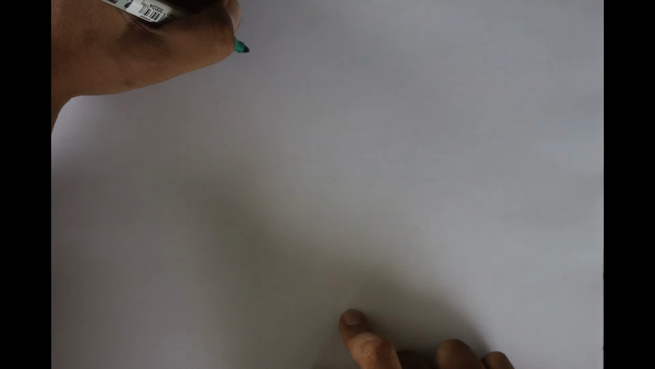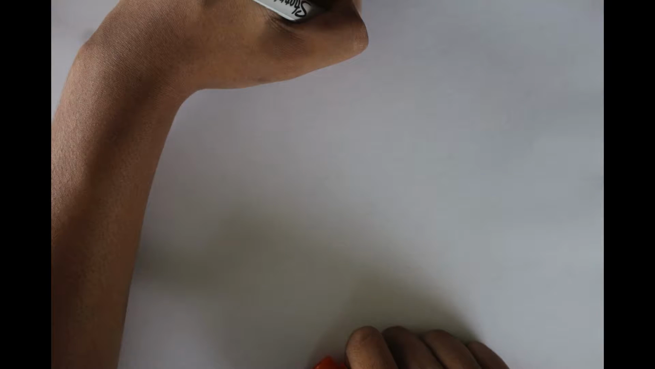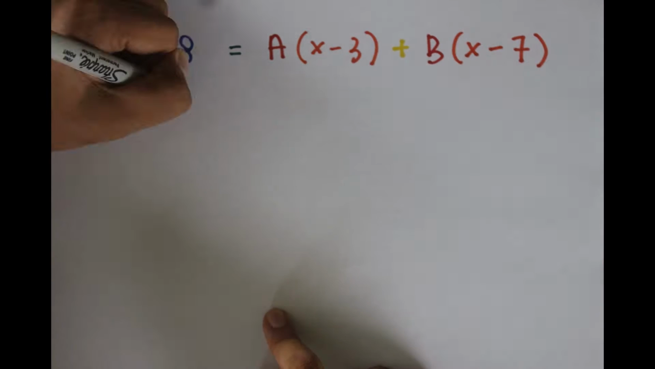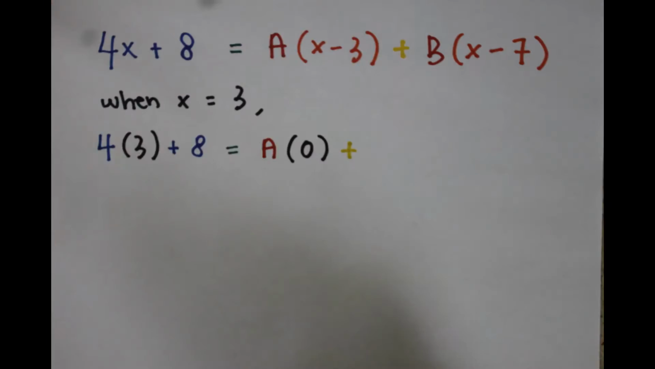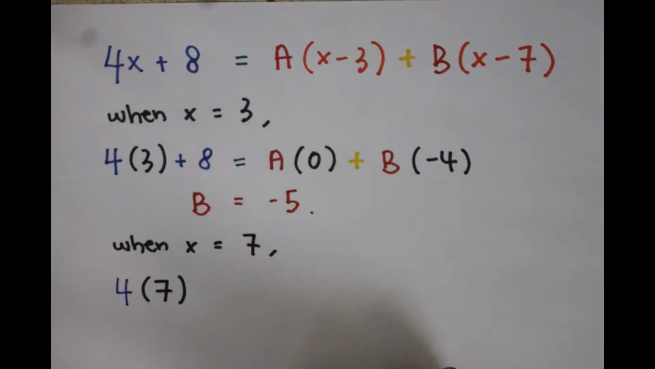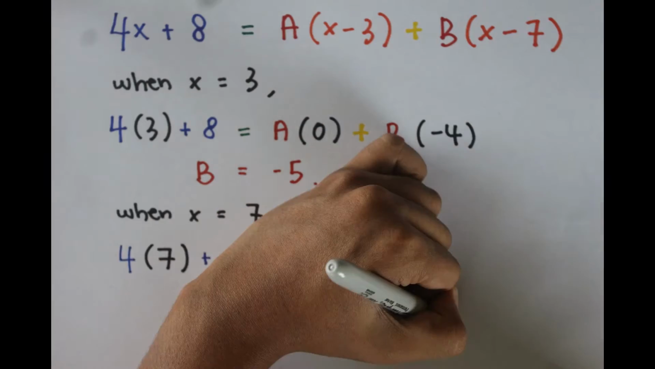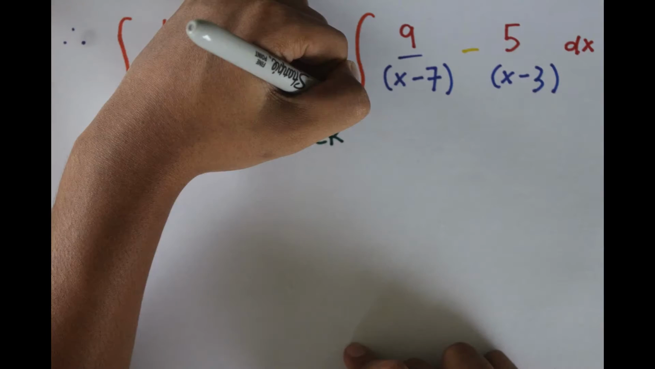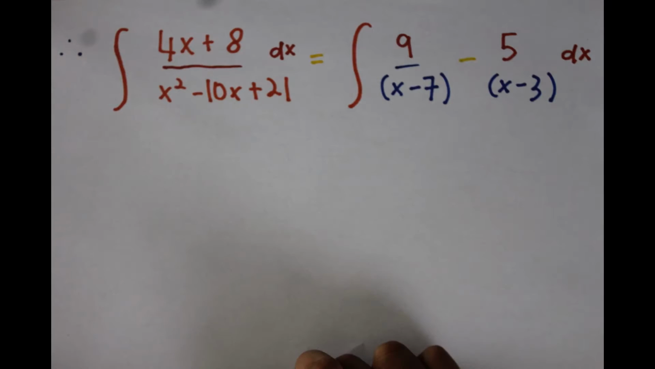Substitute x equals 3 and x equals 7 into the expression to find the values of constants a and b. So from the question, we will see that when x equals 3, b equals negative 5, and when x equals 7, a equals 9. Hence, you can see that, which is simpler to integrate than the original equation.